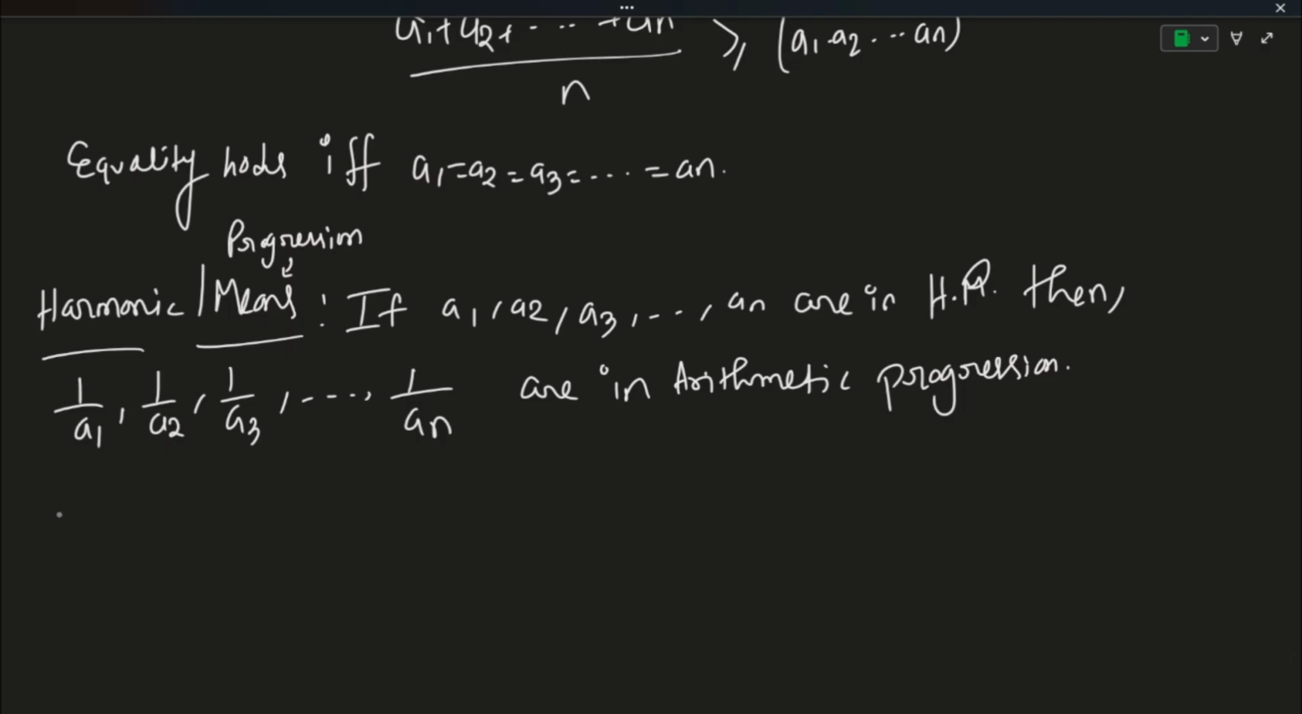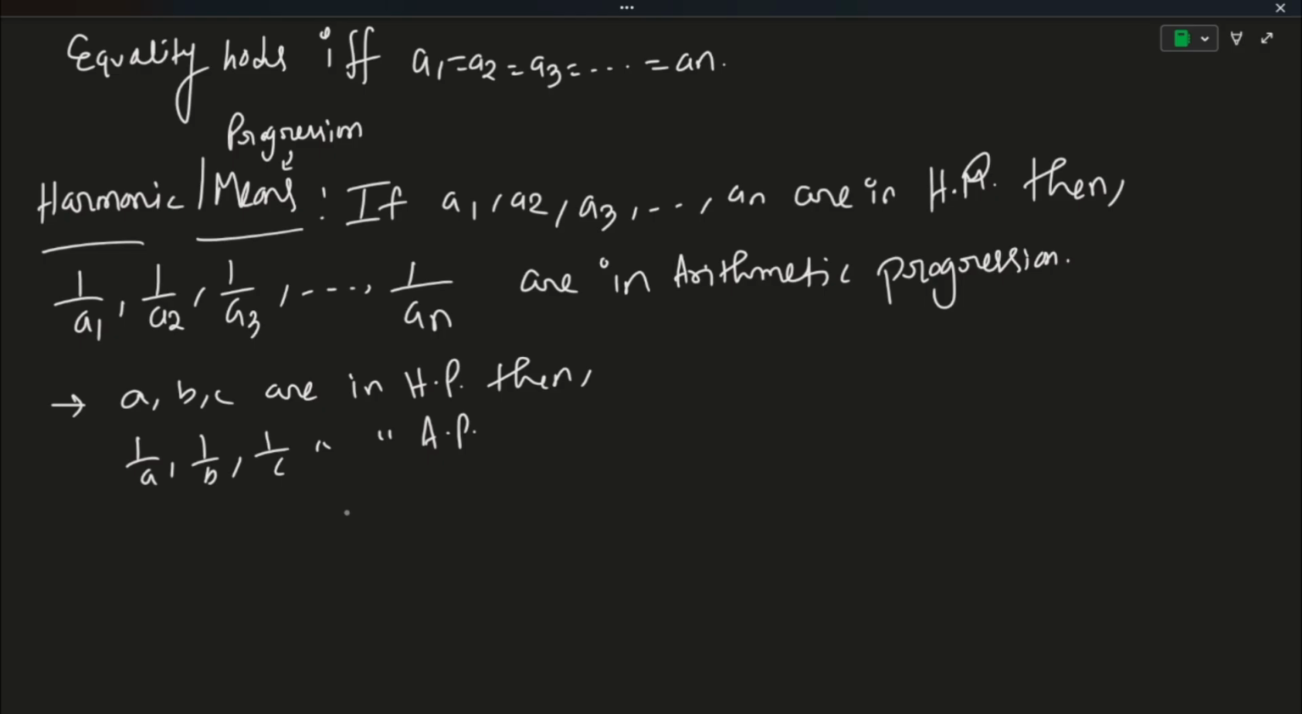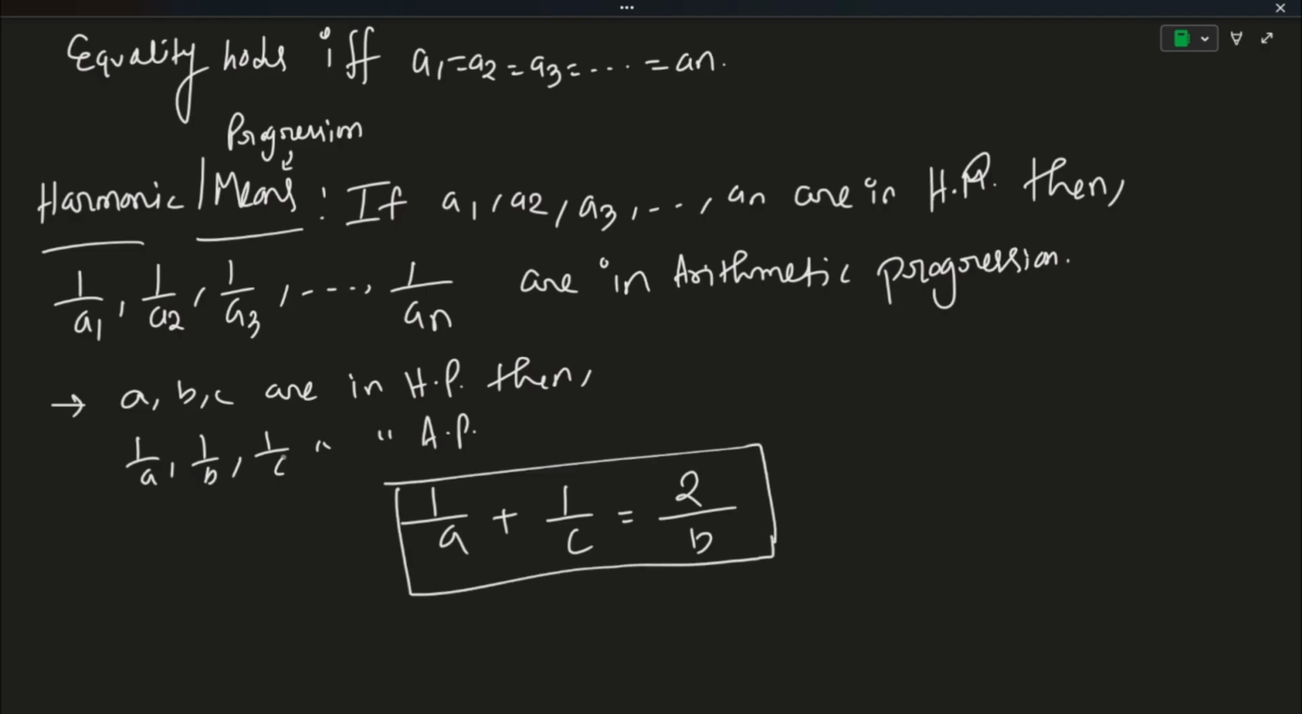So the illustration would be something like this. If A, B, C are in HP, then 1 by A, 1 by B and 1 by C are in AP. So any properties or anything you need to prove, you can prove using 1 by A, 1 by B and 1 by C. And since they are in AP and you know that for 3 numbers in AP, the sum of the first and the third is twice the middle, this also holds true because 1 by A, 1 by B and 1 by C are in AP.